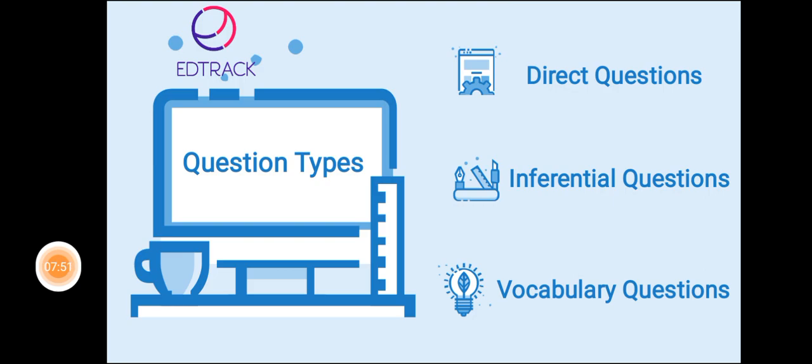So the third phase of questions that we have on comprehension passages are the vocabulary questions. The vocabulary questions are usually based on synonyms or antonyms, or you might be asked to give the meaning of a particular word, like what does a particular word mean? Do you understand? So these are the forms of questions that you would come across in your comprehension questions, and they are all very simple.